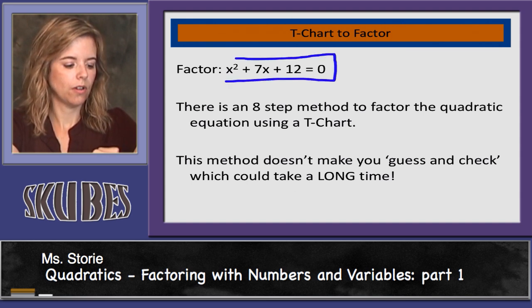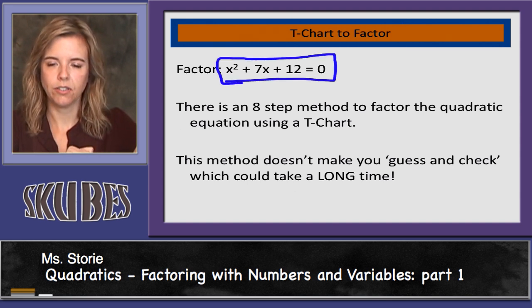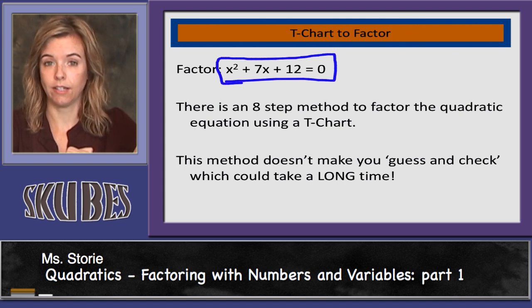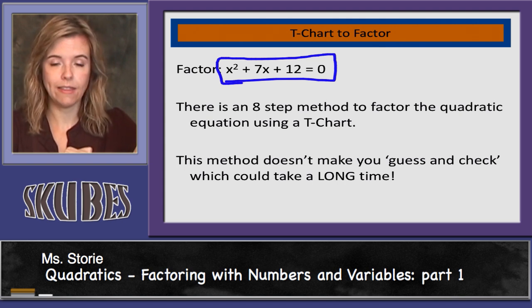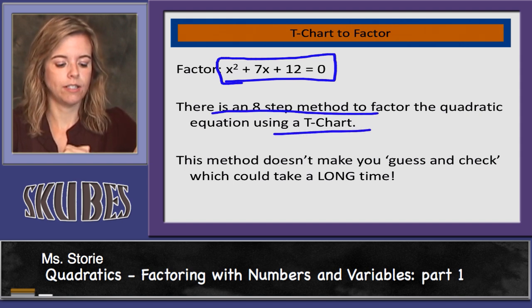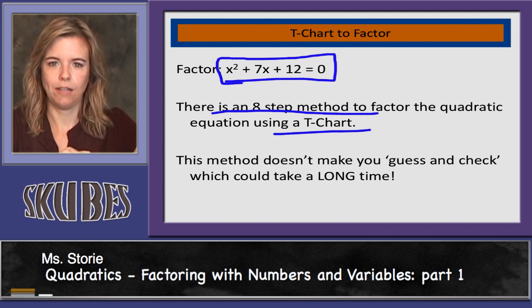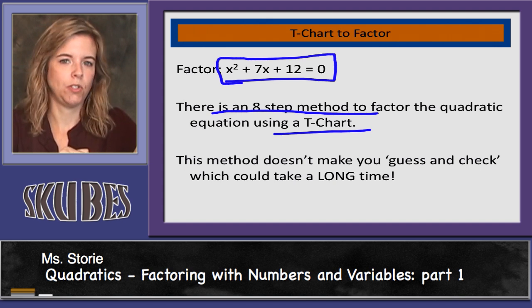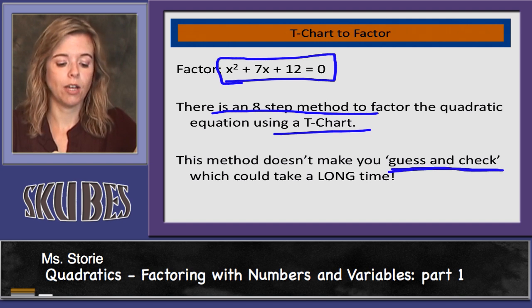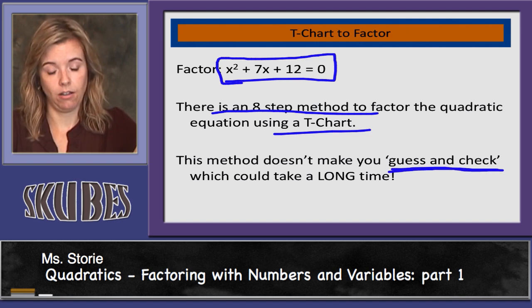If they give you x squared plus 7x plus 12 equals 0 and they tell you to factor it, factoring means you need to find stuff that multiplies together to create that quadratic. There is an 8-step method to factor using a t-chart. Don't let the fact that it's 8 steps scare you. They're pretty quick steps, and once you memorize them, you'll get them done in under 5 minutes, as opposed to doing the guess and check, which could take you a whole lot longer to do.